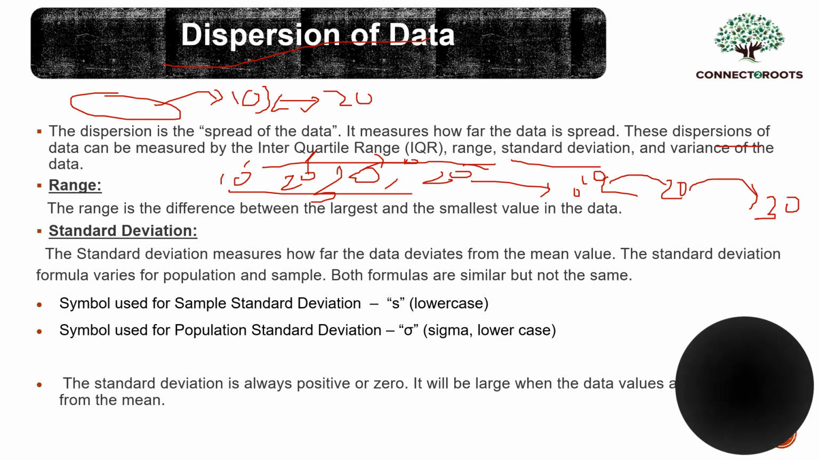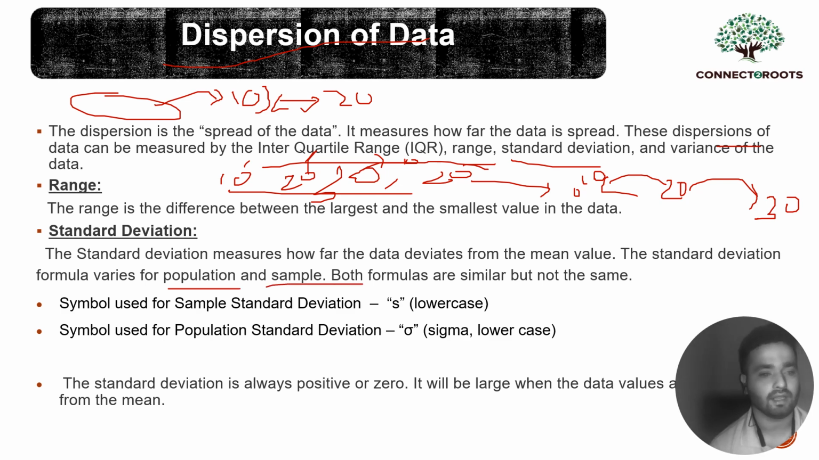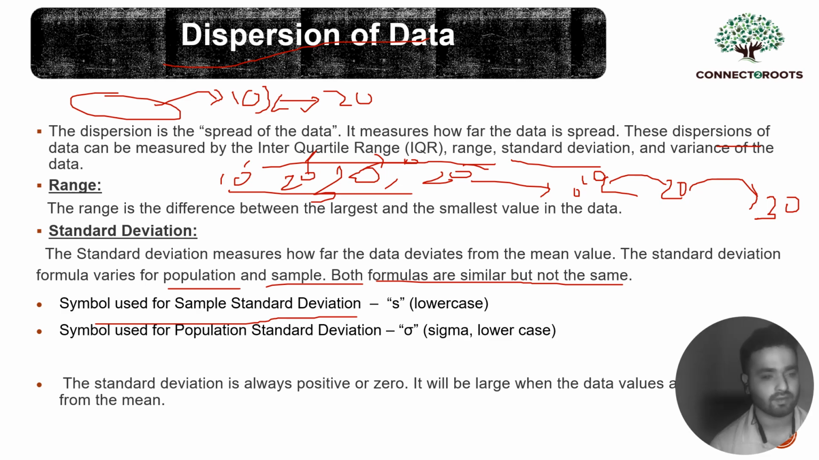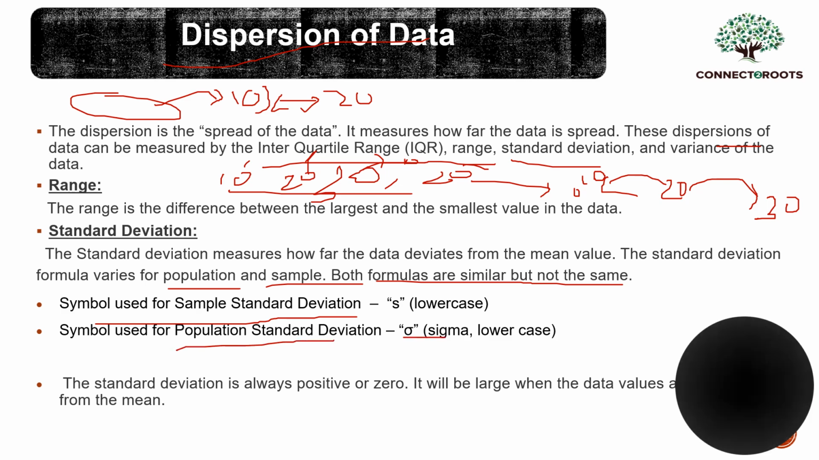Standard deviation formula varies for population and sample. Basically, we carry out standard deviation when we are taking a sample and we want to predict for the population. For both, the standard deviation has a little bit of change in the formula and in the symbol too. The symbol for the standard deviation of a sample is small s, whereas the symbol for the standard deviation of a population is sigma. Standard deviation is always positive or zero. It can never be negative.